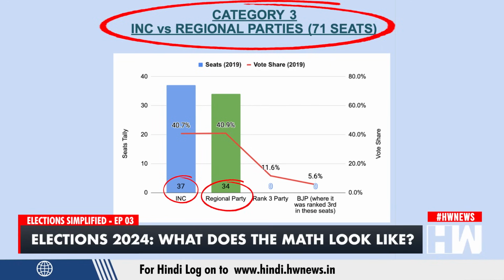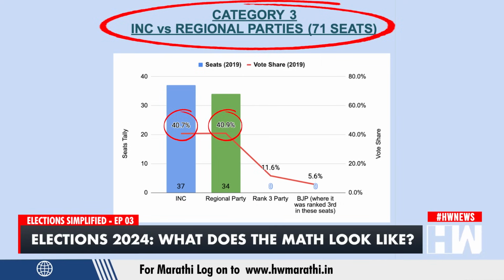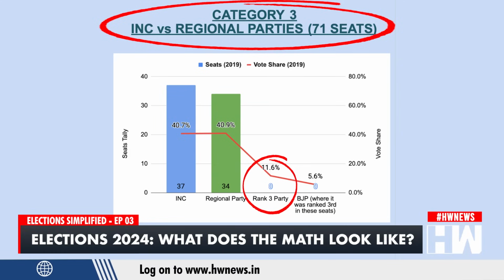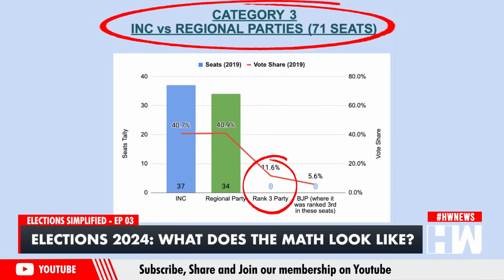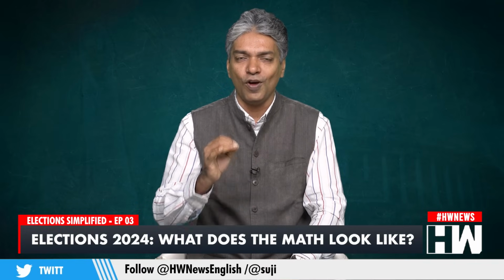In terms of vote share also, it was neck and neck, with both the Congress and the regional parties securing 41% vote share each. The third ranked party, whichever it was, recorded 12% vote share, spoiling the chances of the runner-up. So you see, the gap between the winner and the runner-up on these 71 seats between the Congress and the regional parties is almost nil, and the third party is securing 12% vote share. So here again, the role of the alliances is very important.